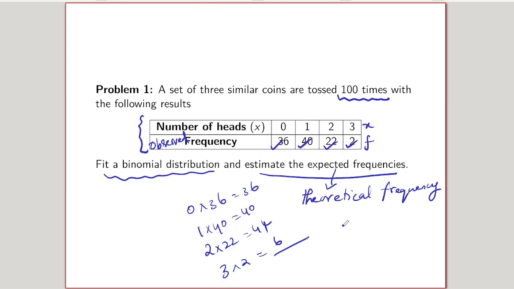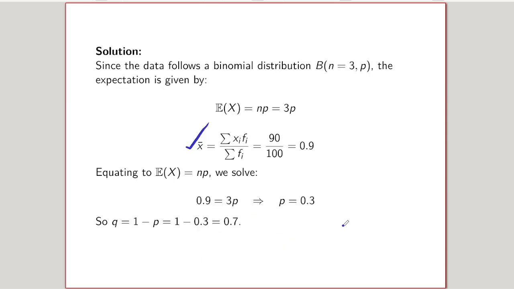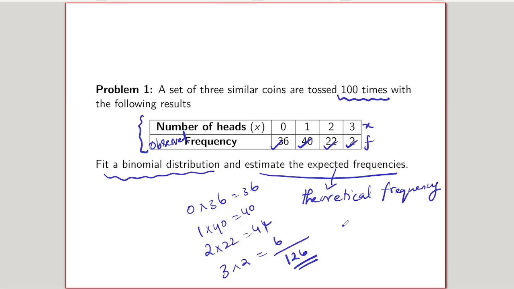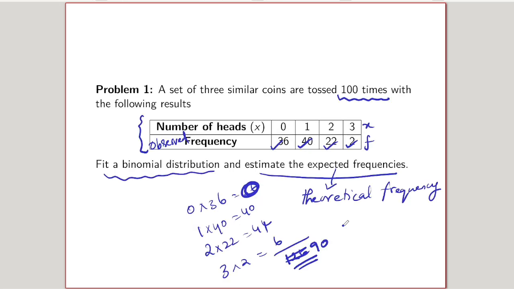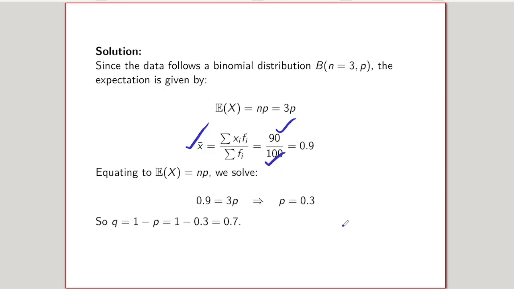If we add everything, summation fx is 90, and the total frequency, summation f, will be 100. We are dividing by the total frequency 100, so our answer will be 0.9.